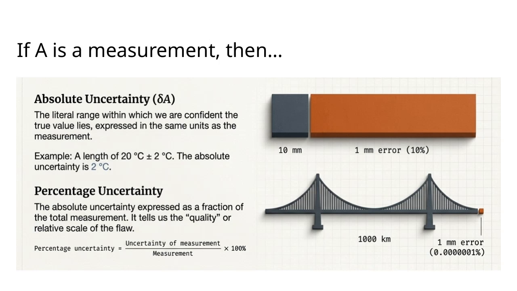For example, a 1 millimeter error on a 10 millimeter measurement is a 10% uncertainty, which is quite large. However, the same 1 millimeter error on a 1,000 kilometer measurement is almost negligible, only about 0.000001%, showing how percentage uncertainty gives better context to the size of the error compared to the measurement itself.